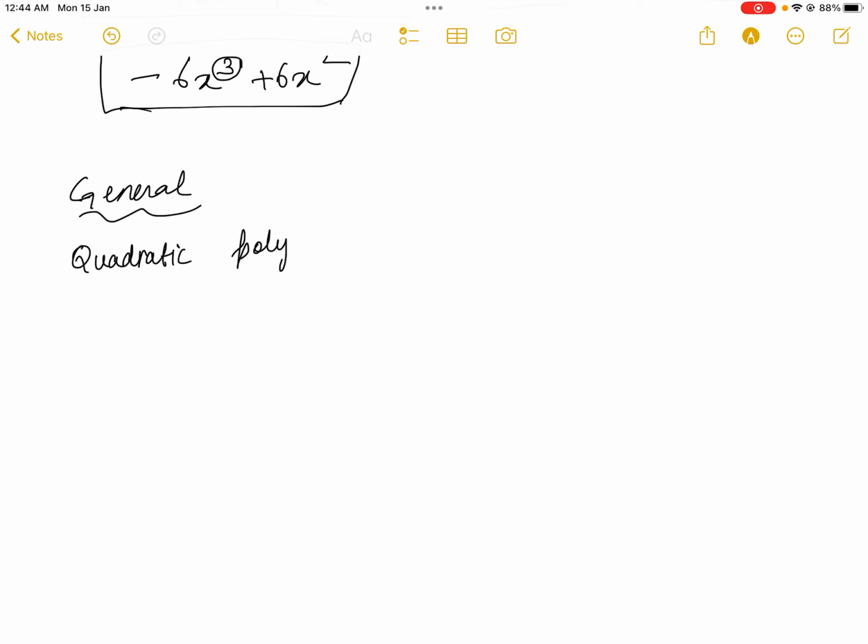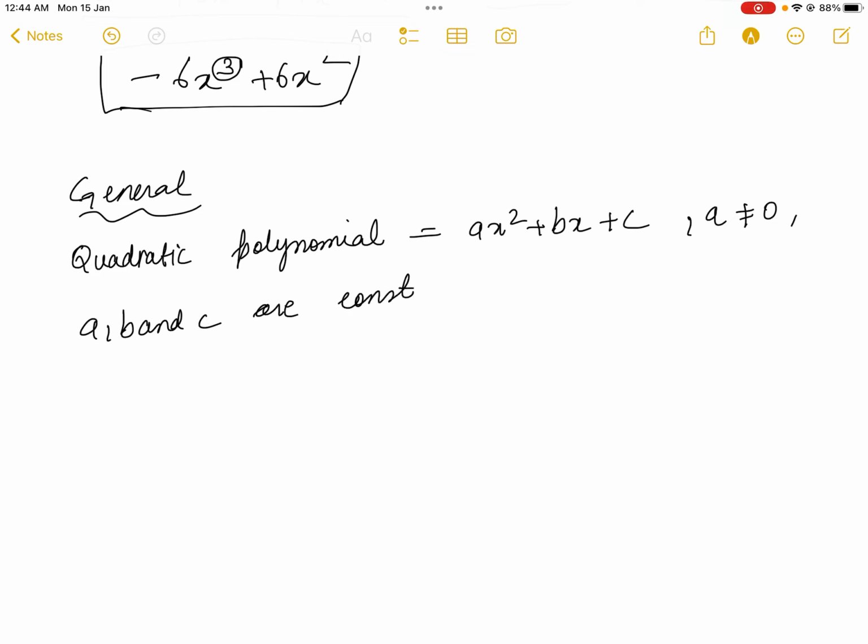So in general terms, you will come across certain expressions like the quadratic polynomial, which sometimes could be expressed in this way: ax square plus bx plus c. Here a should not be equal to 0, and a, b and c are constants. Now don't get worried. Okay, now you might be thinking, oh my god, these are all alphabets again, very confusing. Which is the variable, which is going to be the coefficients? You don't have to worry.